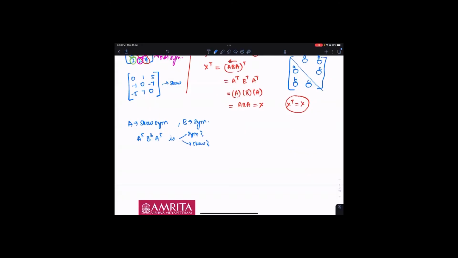Again, what you do, take X, which is A power 5 B cube A power 5. What will be X transpose? It is A power 5 B cube A power 5 whole transpose. Now A power 5 is one matrix, B cube is one matrix, like this I will take. Reverse. A power 5 whole transpose into B cube whole transpose into A power 5 whole transpose.